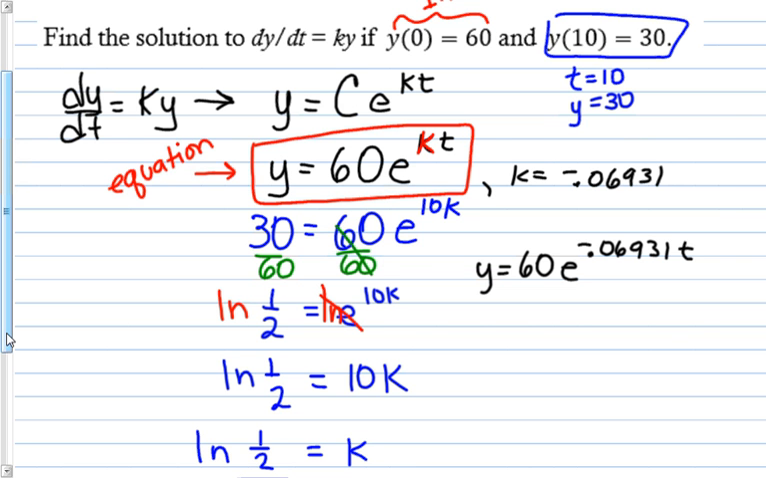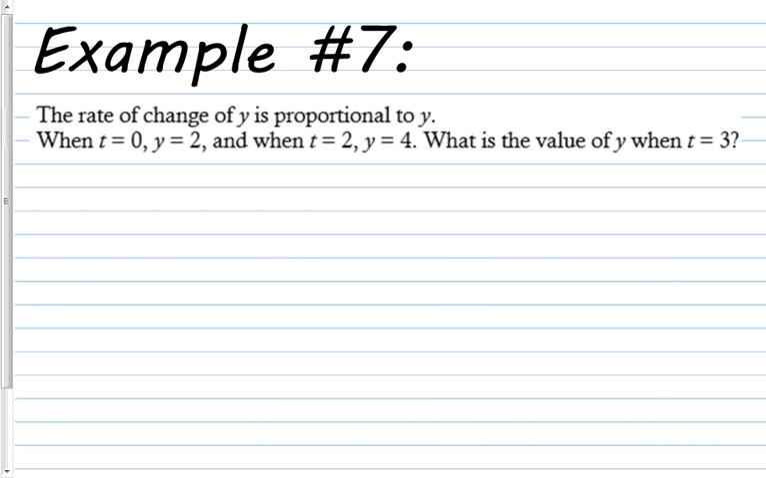Okay, next. Example 7, the rate of change of y is proportional to y. Those words, the rate of change, mean dy/dt of y equals proportional, so it's some kind of multiple of y. Proportional, right there, and then y, right there. Okay? So basically, we're going to be working with y equals c times e to the kt power.